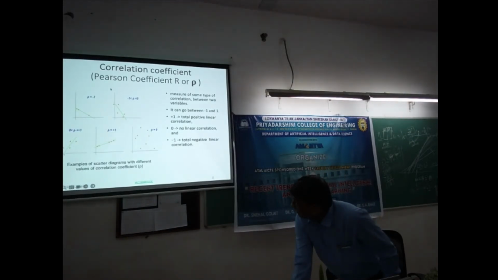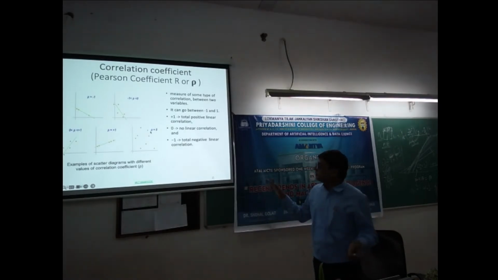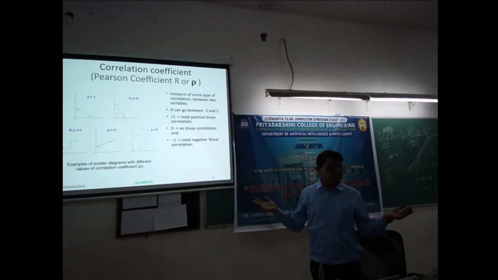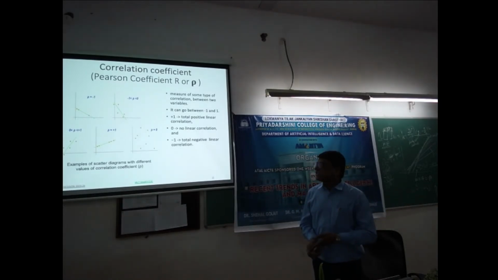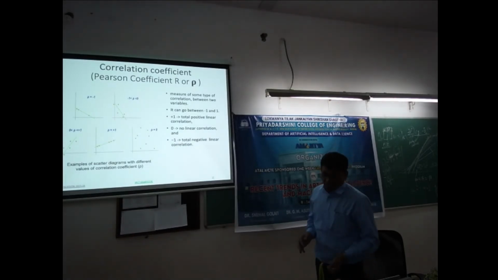If the Pearson coefficient is between -1 and 0, then this is the case. Between 0 to 1 is a positive slope line. And see here the Pearson coefficient is 0. That means there is no linear relationship between input and output. All the points are scattered. There is no linear correlation between the input and output. That is the meaning of that.